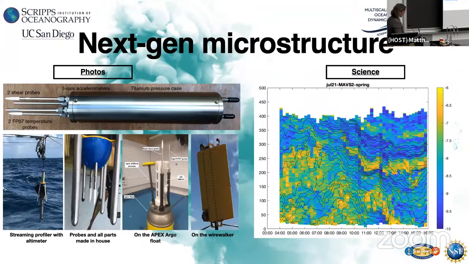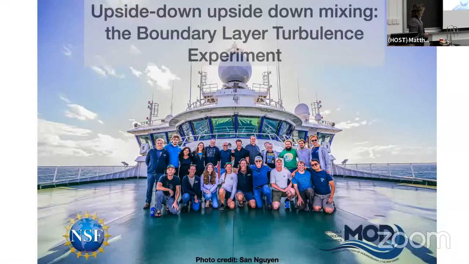Okay, so I think I've said enough about the technology. So what I'll be talking about now is this effort that actually was led by Raf Ferrari. Again, this is this paper called Upside Down Mixing, written in 2016. And it's really intended to resolve this so-called paradox where, how do we actually get upwelling when turbulence is increasing towards the seafloor?